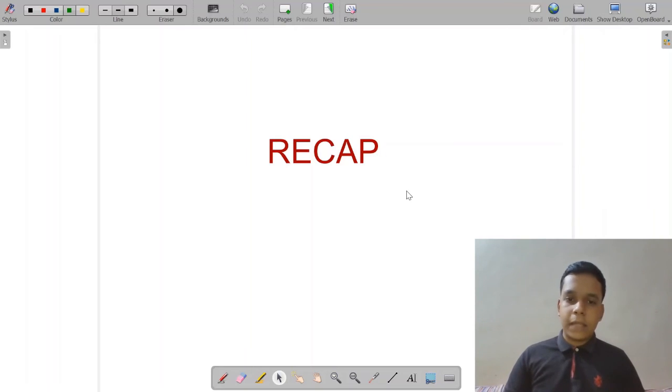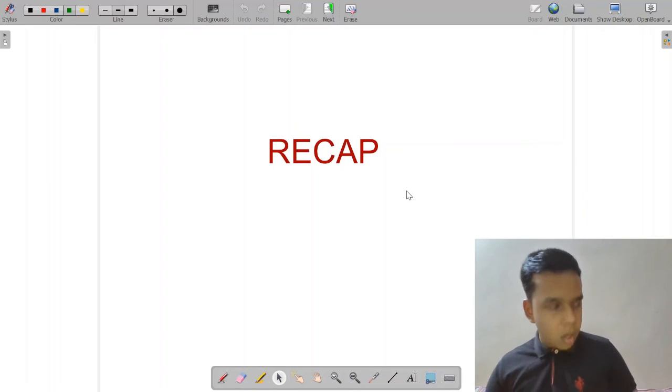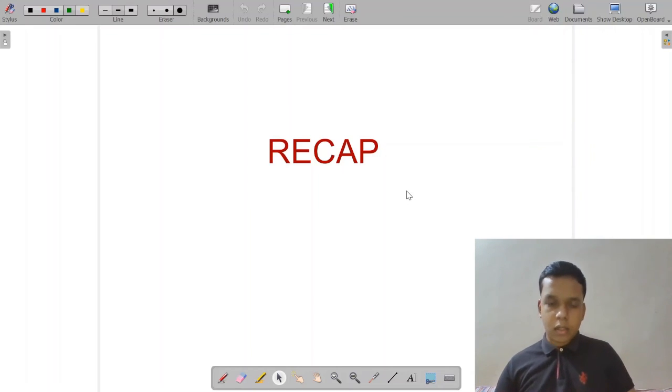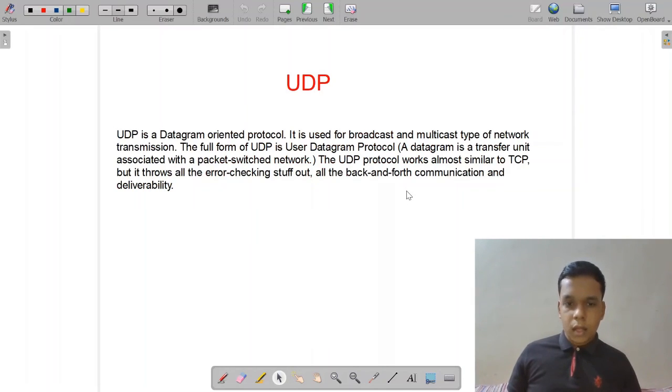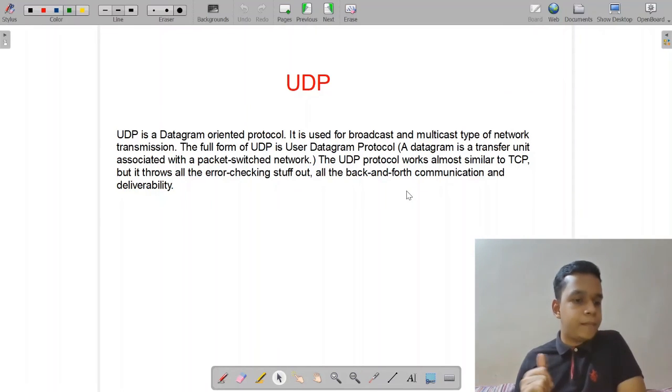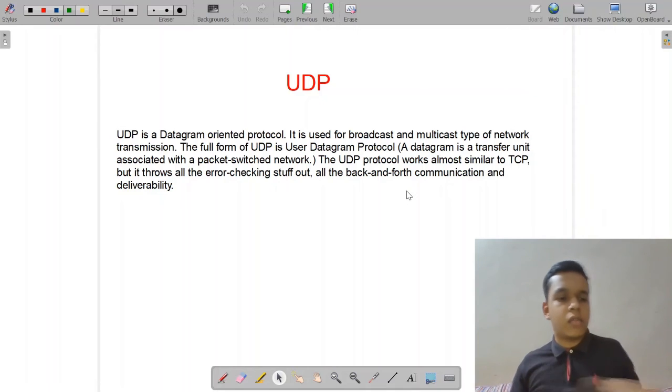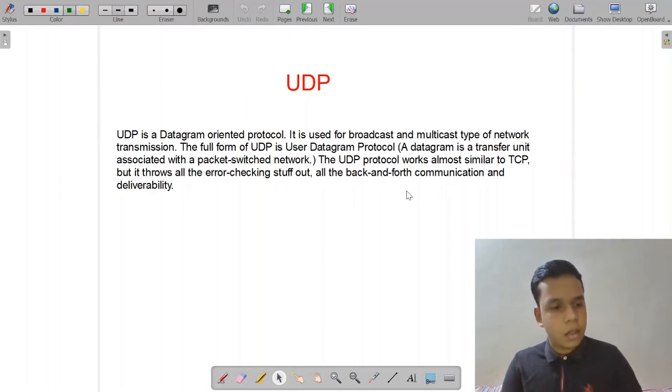So that was all about the TCP IP model, and now we would be looking at the other type of model. There are two ways you can connect the client to the server. The first one was your TCP IP model and the other one is the UDP model. Looking at the UDP model, the UDP protocol works almost similar to TCP, but it throws out all the error checking and all the back and forth communication. Basically UDP assumes that error checking and correction is not important or is performed in the application, and so it avoids the overhead of such processing at the network interface level.